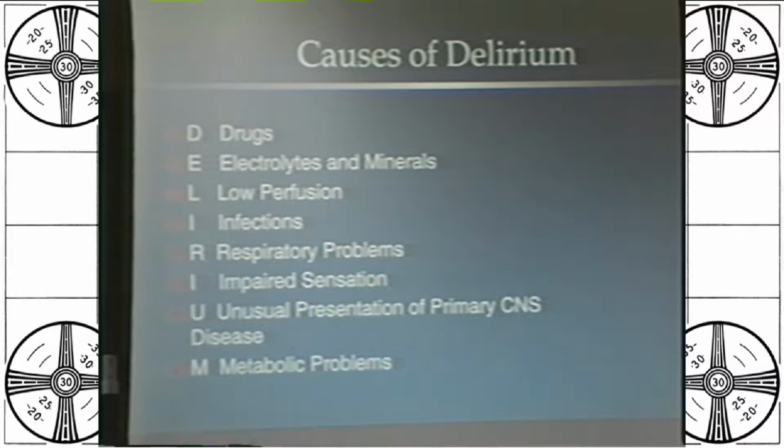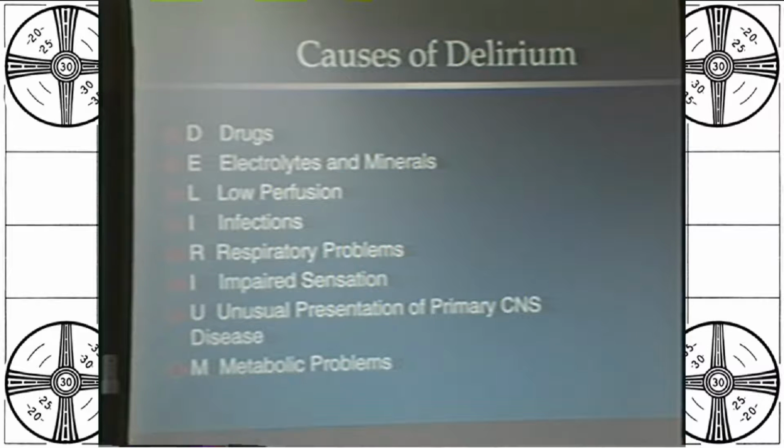L is for low perfusion, and by that what I mean is anything that reduces blood supply to the brain. It can be severe anemia, most likely from blood loss, but from other causes as well. It can be volume depletion from an illness or diuretics. It can be a heart attack. Particularly people who have an underlying dementia often present with their heart attacks with altered mental status as a primary symptom. So that's low perfusion.